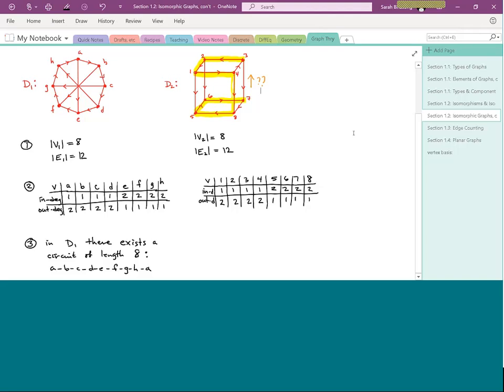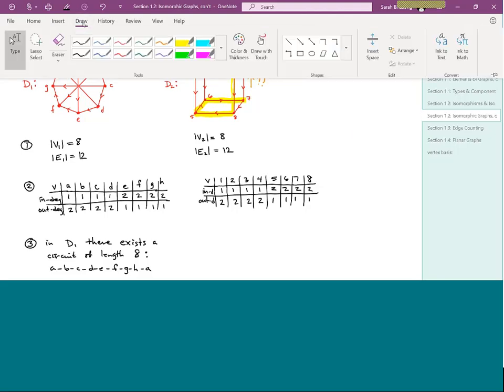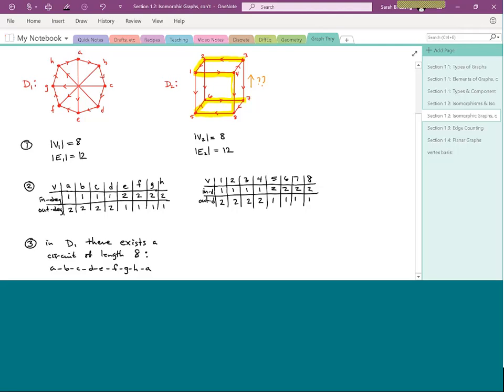So, conclusion. And let me make sure that this is actually not a highlighter because I think it still was. Conclusion: when you are in D2, there is no circuit of length 8, but we did find 2 of length 4. Unfortunately, that's not sufficient to make it work.